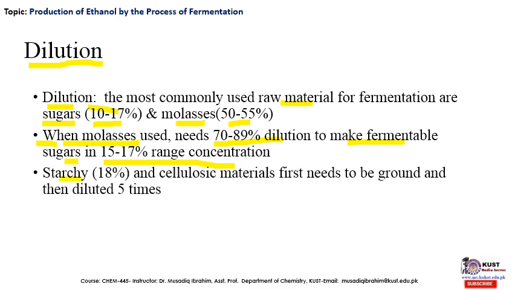Now the starchy and cellulosic materials first need to be ground, and then they are diluted 5 times. So ultimately you have an 18% starchy materials concentration within the fermentation tank.